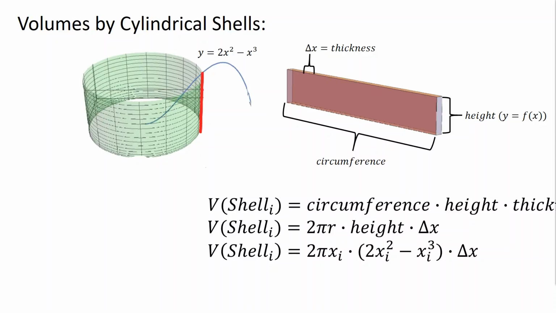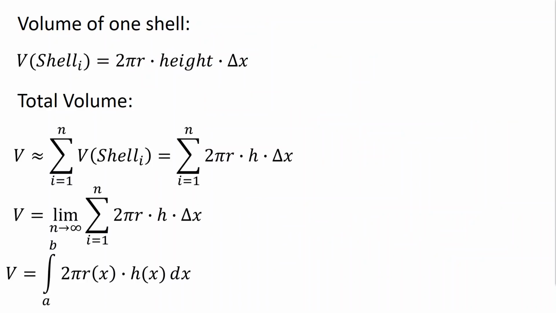And in this case, the radius is just the distance from that red line to the axis of rotation. That's the y-axis. Well, the distance from the y-axis to some point x is just going to be x. So the volume of my shell is 2 pi times x times the height, which is 2x squared minus x cubed, times the thickness, which is delta x. So we know the volume of one shell is going to equal 2 pi r times height times delta x, which means my total volume I can approximate by taking more of these shells and adding them together. It's a Riemann sum.